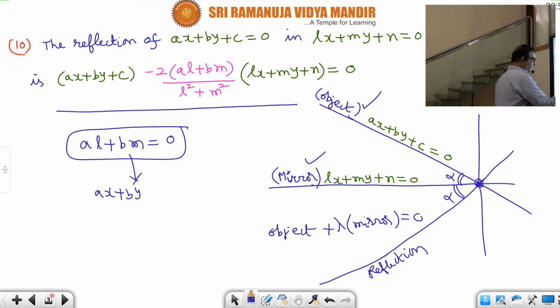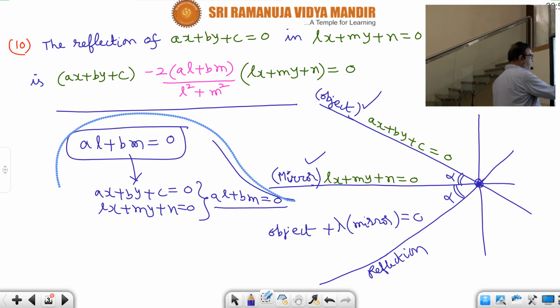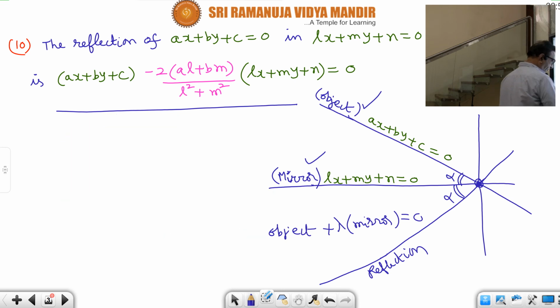See, ax plus by plus c is equal to 0, Lx plus my plus n, object line and mirror line. What is the condition for them to be perpendicular? Al plus bm is equal to 0 only. So the object line and mirror line are perpendicular now, if al plus bm is equal to 0. Let us see what happens by drawing the diagram.